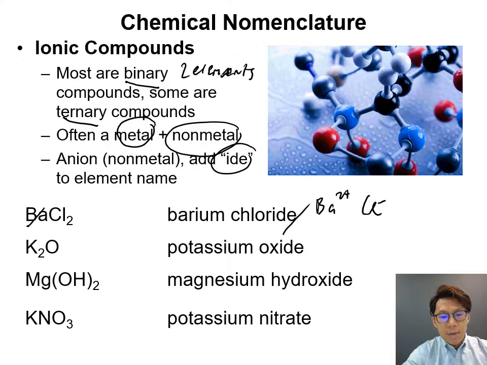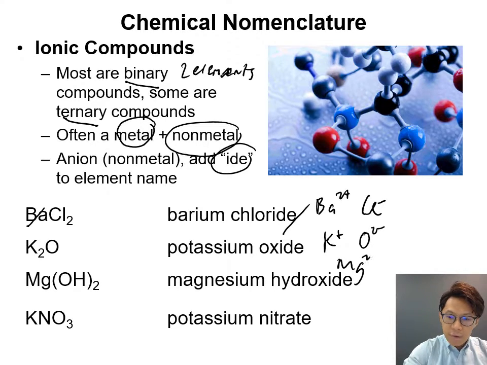The next example is potassium oxide. Potassium comes from group 1, therefore it is K+. Oxide is O2-. Oxygen comes from group 6, so it will form O2-. Magnesium, similar to barium, comes from group 2, so Mg2+. Hydroxide is one of the compound anions we have, in which case the formula is OH-, right?